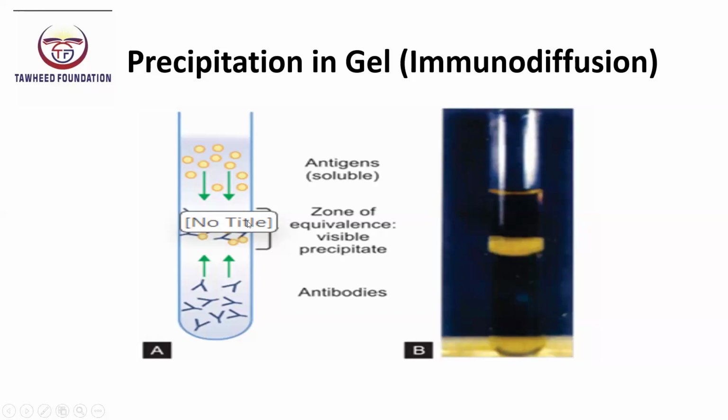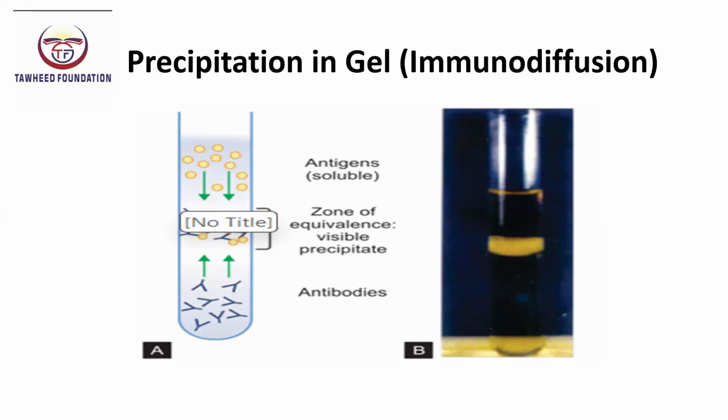At a certain point between the two layers, their concentrations become exactly equal. This region is called the zone of equivalence. Here, the antigen antibody complexes form large insoluble lattices that appear as a visible white ring or band at the interface between the two layers. So, that's the precipitin ring, marking where antigen and antibody met in optimal proportion.